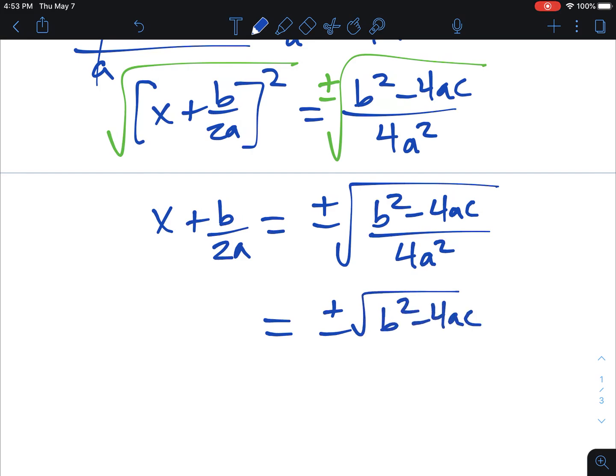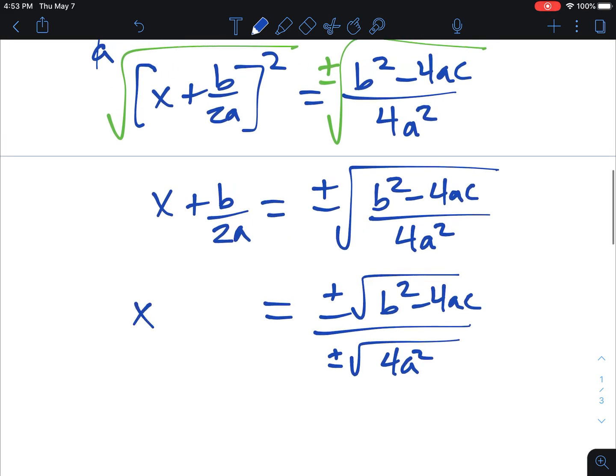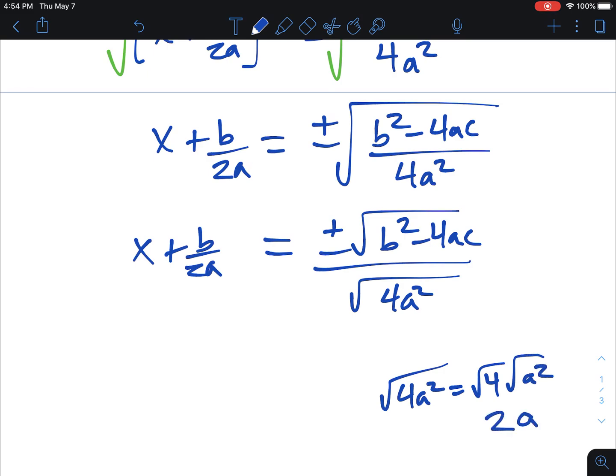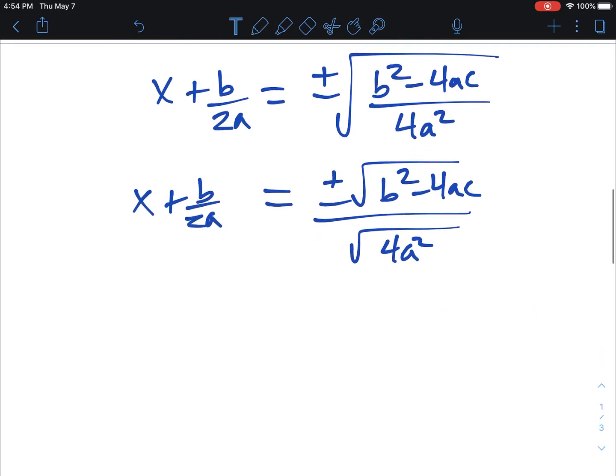So plus or minus the square root of b squared minus 4ac divided by the square root of 4a squared, plus or minus technically there, x plus b over 2a. Now, if we have a plus or minus in the top and bottom, you don't really need both because the plus or minus is already taken care of. You're already saying either the positive or negative version of what we have. Making it positive or negative again just gives you the same things in the opposite order. Now, the square root of 4a squared simplifies because it's the square root of 4 times the square root of a squared, which is 2a. Hey, that's pretty nice.